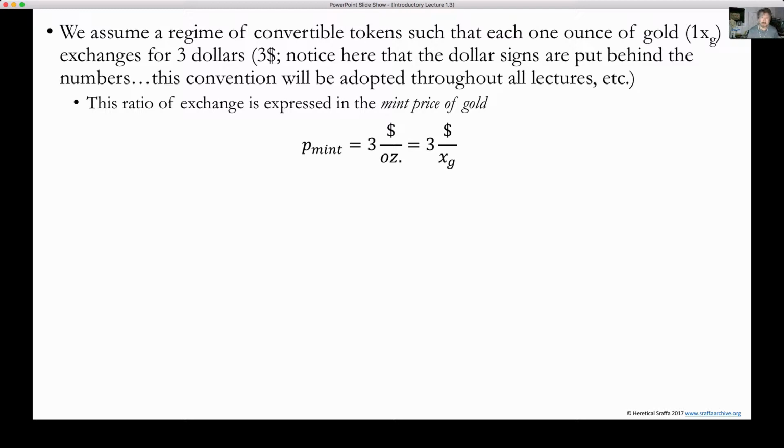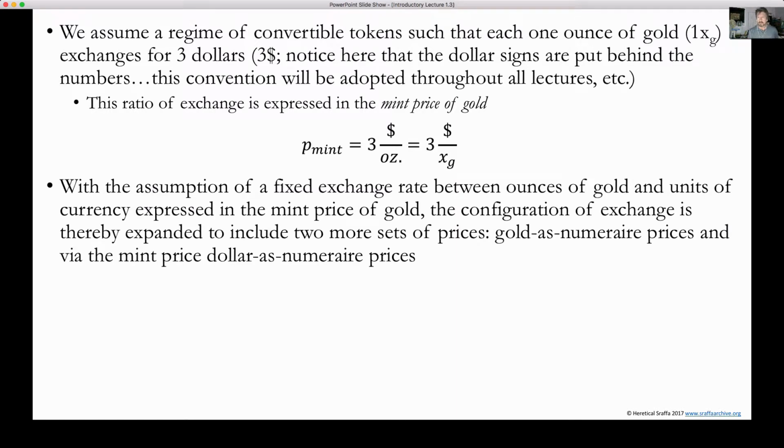Again, the dollar sign behind the number. The ratio of exchange is expressed in the mint price of gold. Here, the mint price of gold. I just make the assumption that the mint price of gold is $3 per ounce to make the prices come out nice, right? Just illustrative in its process. With the assumption of a fixed exchange rate between ounces of gold and units of currency expressed in the mint price of gold, the configuration of exchange is thereby expanded to include two more sets of prices.